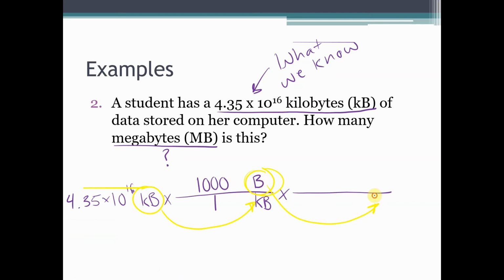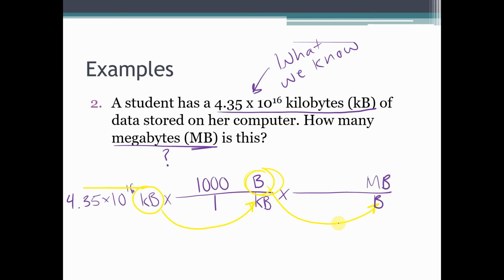We will bring the units down. So now we have bytes in the bottom, and because bytes are our base unit, we can again go pretty much anywhere we want to go. In this case, we want to go to megabytes. So we will put megabytes up in the top.